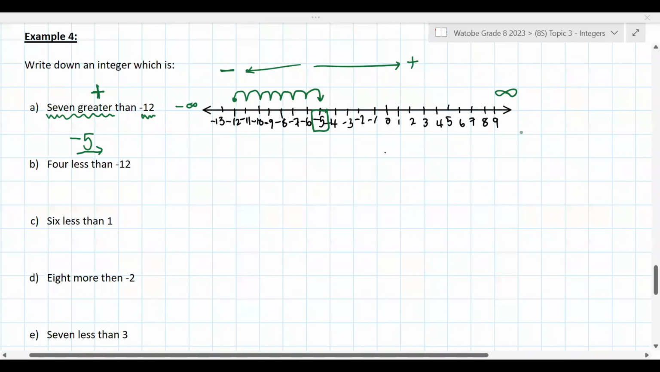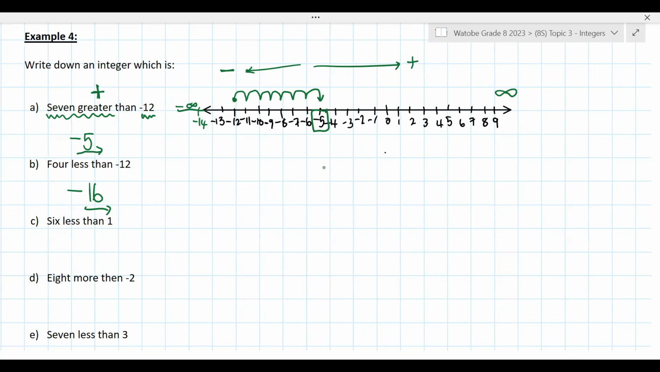Alrighty, Emily, B. Emily, you there? Oh, there we go. B is negative 16. Okay, good. So B is negative 16. Reason being, guys, if I kept my number line going on a little bit longer, it told me to take 4 away from negative 12. So here I am at negative 12. 1, 2, 3, 4. I need to go even more negative. So negative 16.